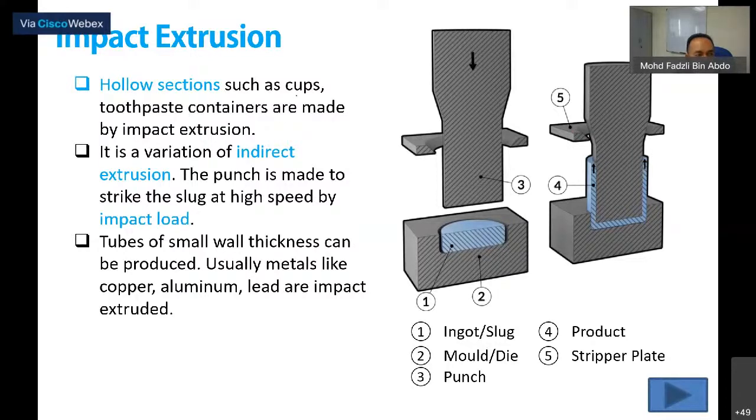Hollow sections such as cups, toothpaste tubes, and containers are made by impact extrusion. Okay. It is a variation of indirect extrusion. The punch is made to strike the slug at a high speed by impact load. Ni adalah apa kata tadi? Punch. Ni adalah slug ataupun ingot. The punch kuat-kuat and then akan menjadi macam ni lah. Tubes of small wall thickness can be produced. Usually metals like copper, aluminium, lead are impact extruded.